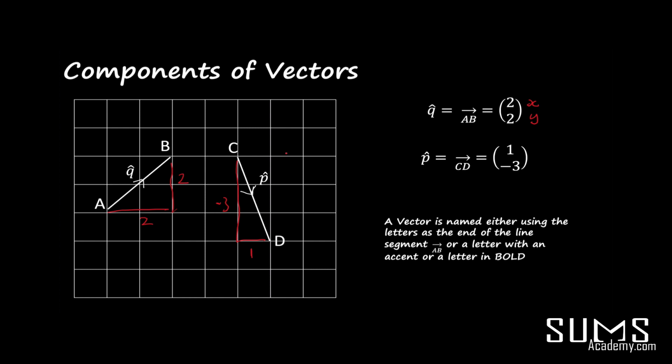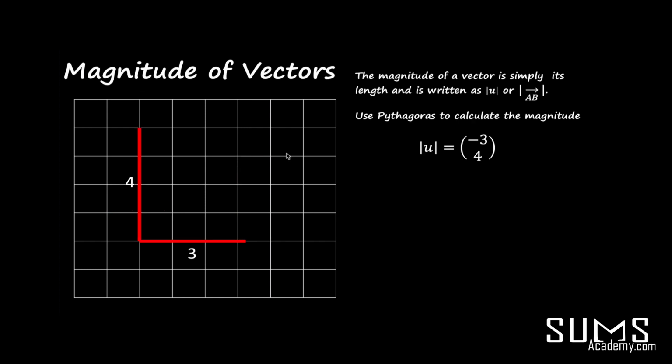Now let's talk about the magnitude of vectors. This one is pretty straightforward actually. The magnitude of a vector is just its length, where you've got these two lines on either side of it. That means the magnitude is always going to be positive. It's the absolute value of this vector.